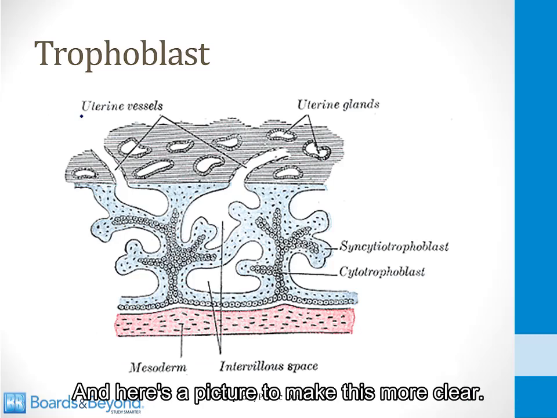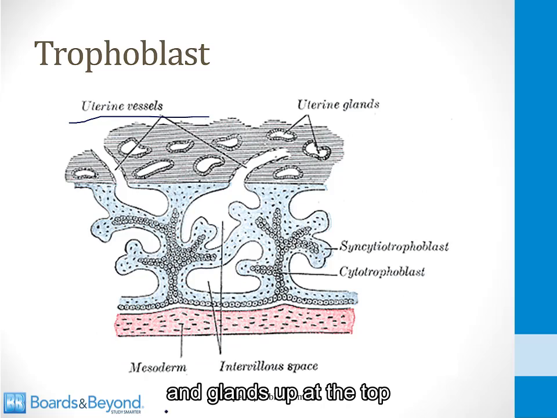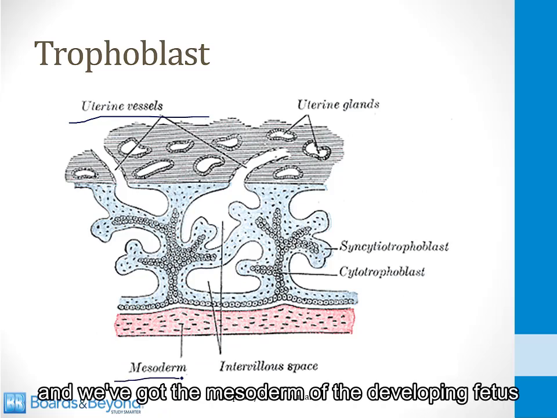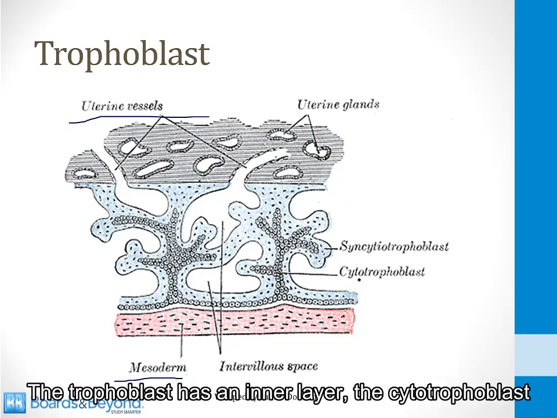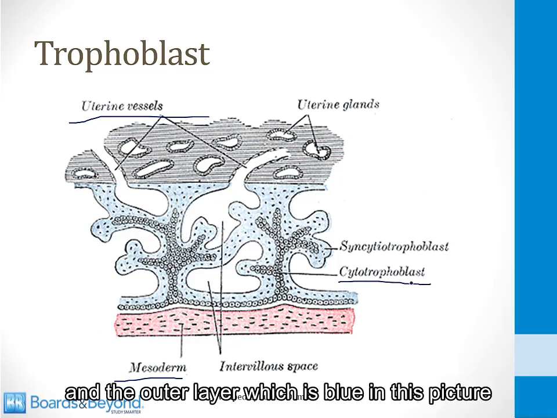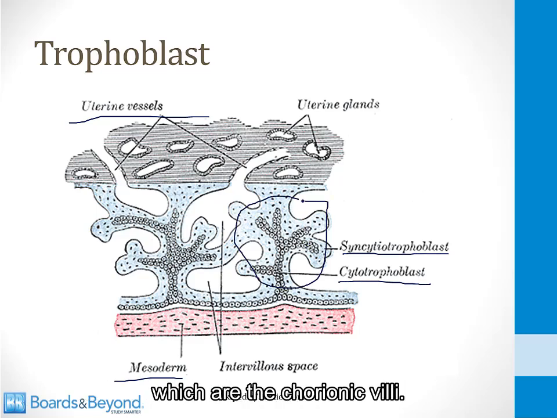And here's a picture to make this more clear. So we've got the uterine structures like vessels and glands up at the top, and we've got the mesoderm of the developing fetus down at the bottom. So the trophoblast extends out in these finger-like projections into the uterine structures. The trophoblast has an inner layer, the cytotrophoblast, and the outer layer, which is blue in this picture, is the syncytiotrophoblast, and they make these finger-like projections, which are the chorionic villi.